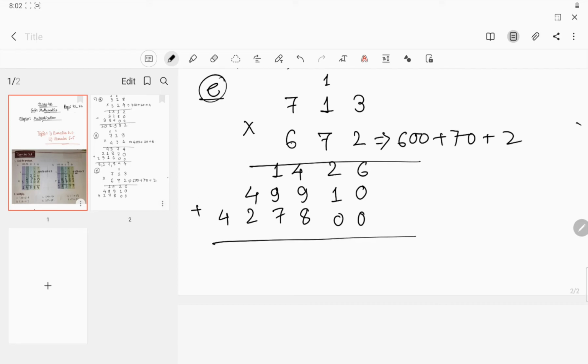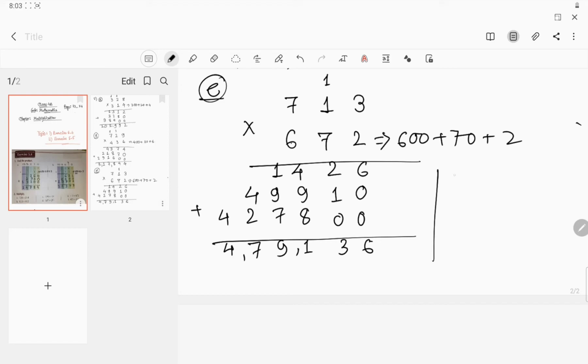Right? Now add them. So it will be 6. 2 plus 1, it will be 3. 8 plus 9 is 17. 17 plus 4 is 21. Write down 1 here and carry 2. 2 plus 7 is 9. 9 plus 9 is 18. 18 plus 1 is 19, and carry 1. 2 plus 1 is 3. 3 plus 4 is 7. And the last one is 4. So 4,79,136. So this is our required product.